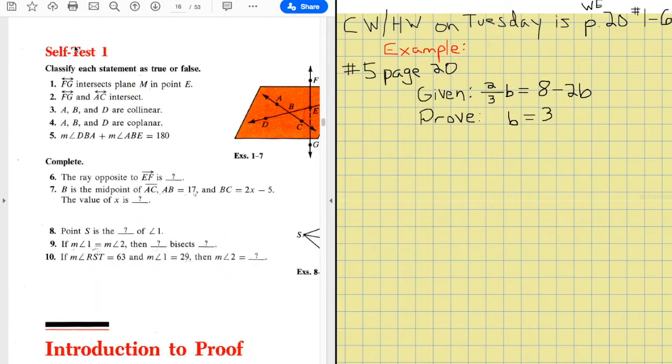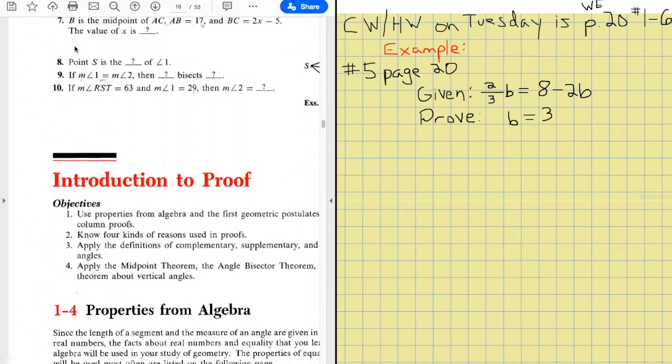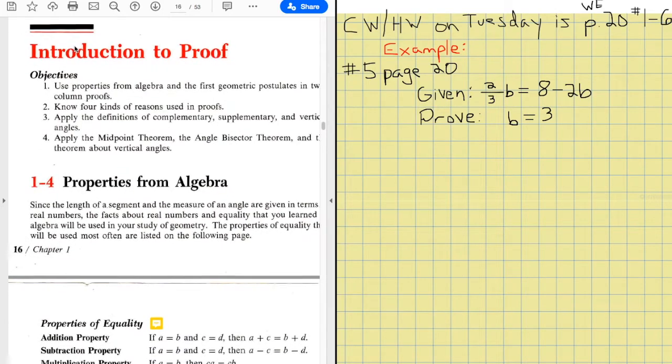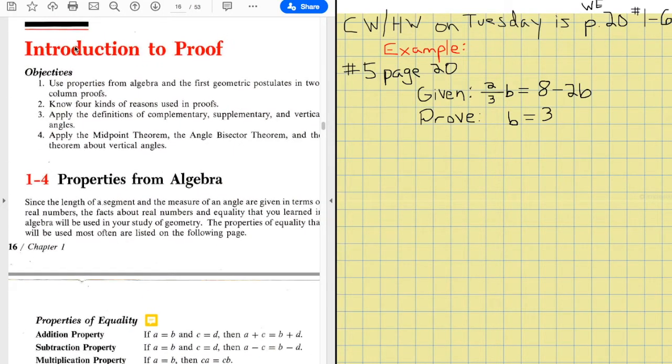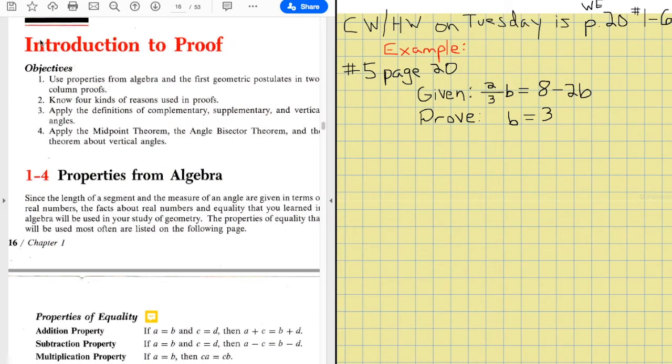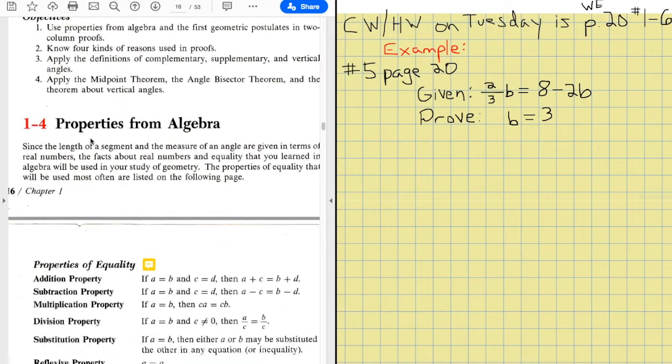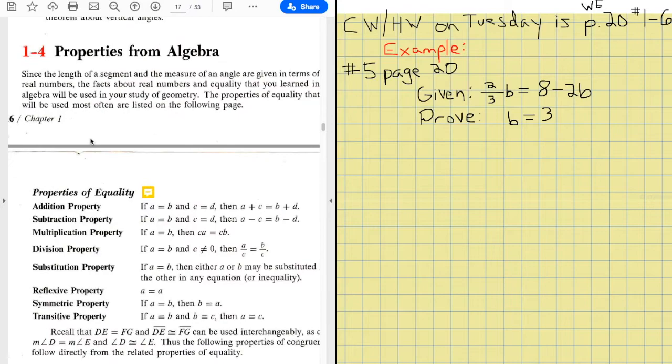Again, we did the self-test last week on Friday because we finished the first mini section on points, lines, and planes, the undefined terms and related definitions. This is the new mini section we're on right now, Introduction to Proof. So you can read the objectives on your own time. And we just introduced proofs to you a few minutes ago in our first video for section 1.4.